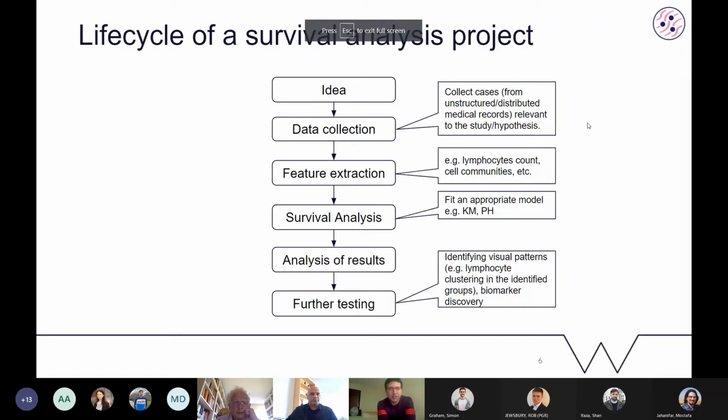Okay, so we will start with a quick recap of what we discussed in the last PaTaRI. So in a typical life cycle of a survival analysis project, we start with the idea, and then we of course collect data to see if that idea works. We extract features from the data, and then we fit some model for the survival analysis. We analyze the results, and then we can further look for other important patterns from the data.